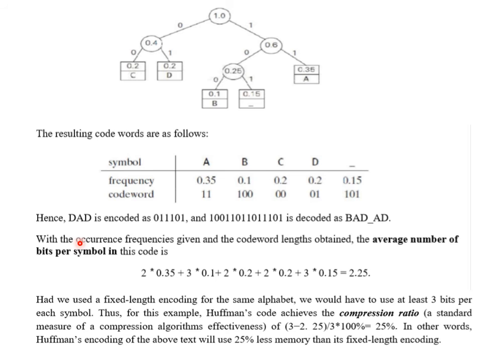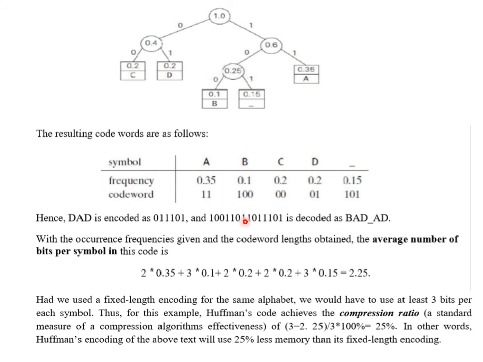So now using this, we want to encode the word DAD. DAD is encoded as: D is equal to 01, A is equal to 11, and D is again 01.